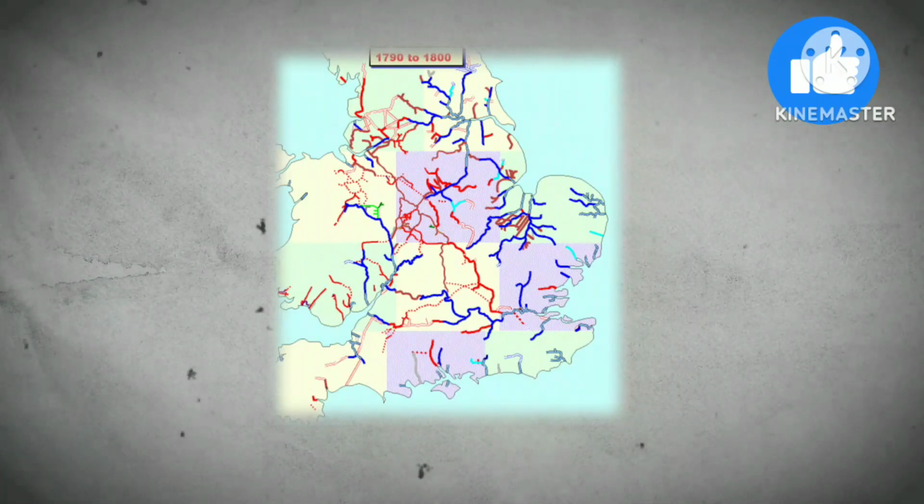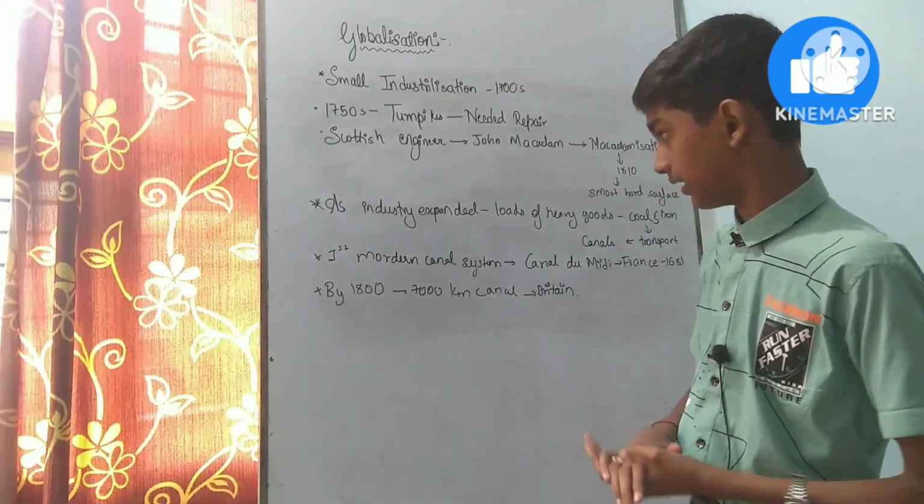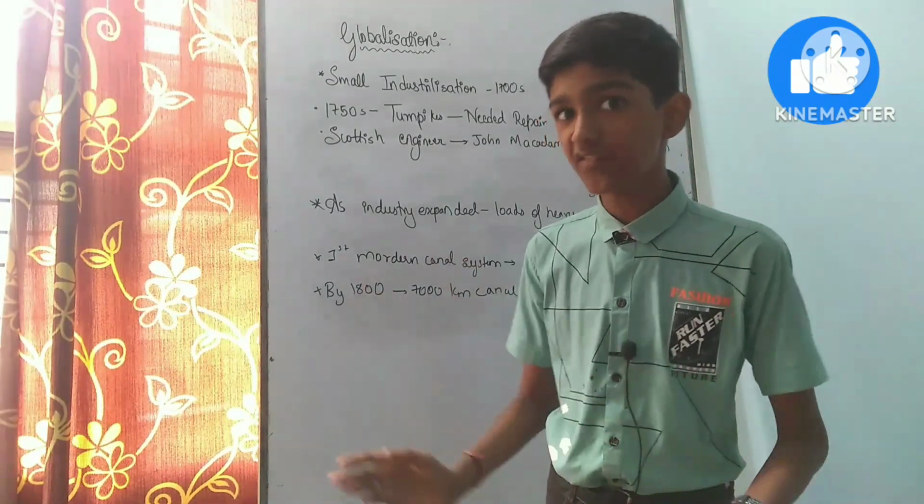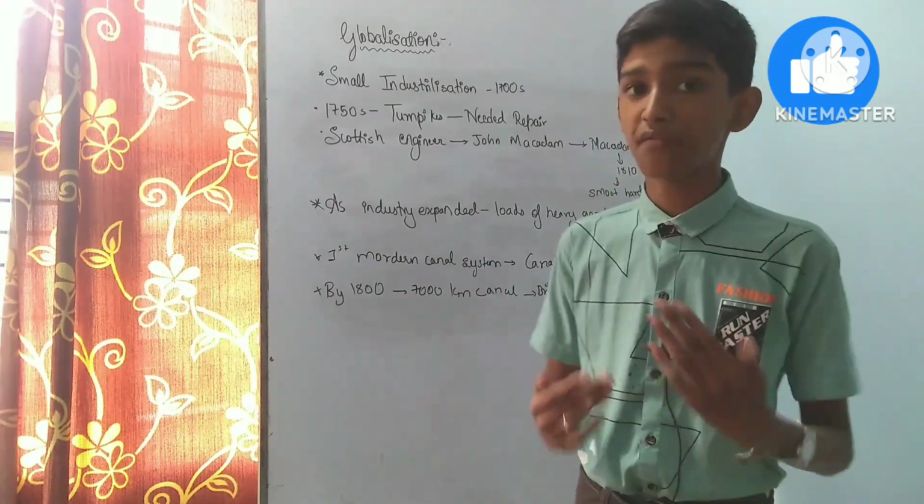By the 1800s, there were 7,000 kilometers of canal system in Britain, and the US also started to build canals. Now, these were the major events which took place in Globalization 1.0.